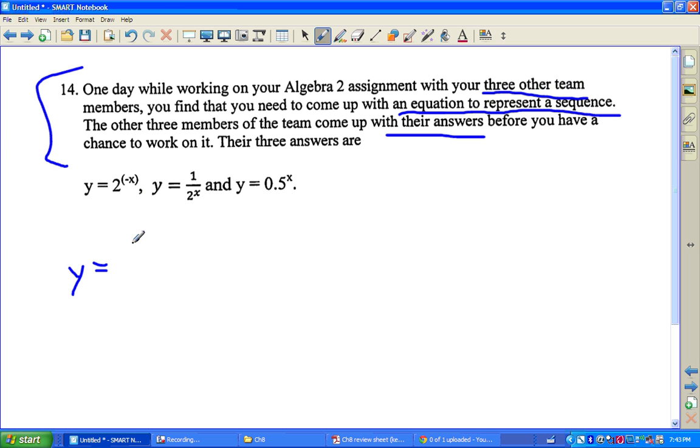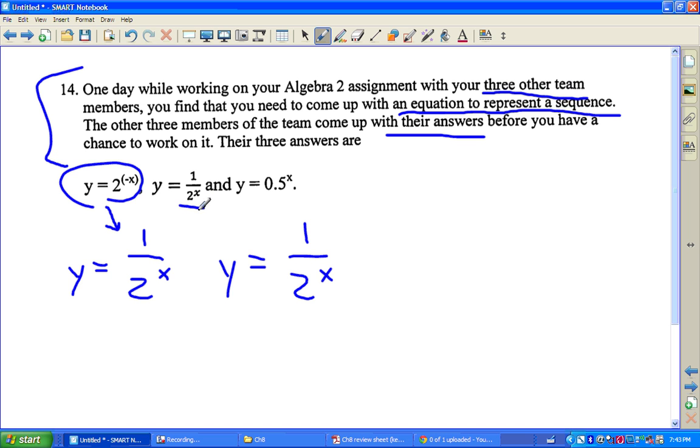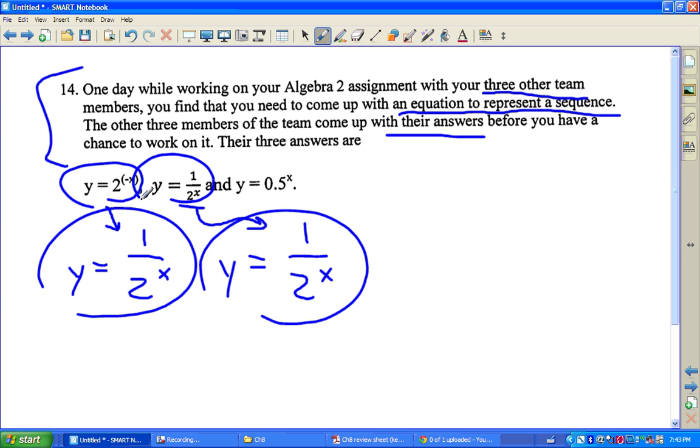If 2 to the minus x is this formula, that is the same as 1 over 2 to the x, right? Whenever you have a negative exponent, just move it to the bottom of a fraction and change the sign of the exponent. So the minus x became a plus x. Clearly, if that's equal to this, then that's the exact same thing as you see in answer number 2 here. So these two are the same. These two are the same.